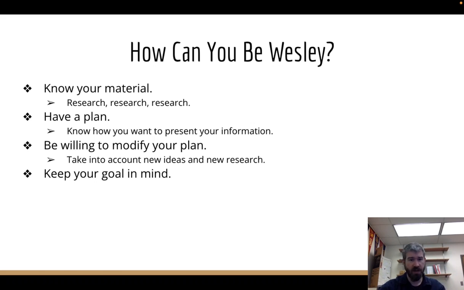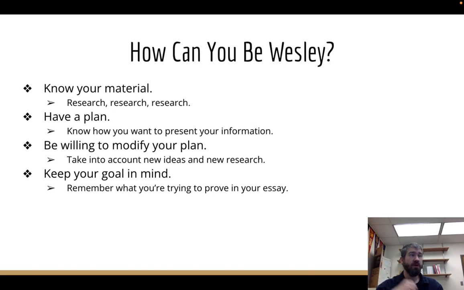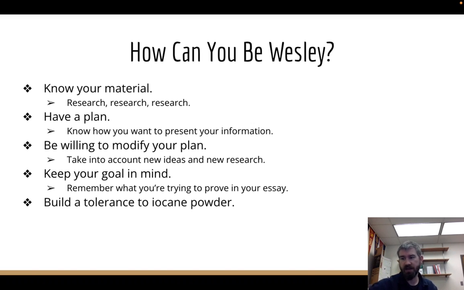Keep your end goal in mind. What are you setting out to prove? And that might be thinking about, well, what was my research question? How did I actually get into this? What was my access point? And then, of course, for those of you that have seen the movie, it's always helpful to have a tolerance to iocane powder. If you haven't seen the movie, go see it, and then you'll get that reference. I'm not going to give it away.